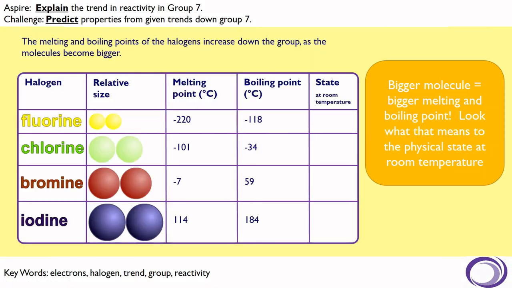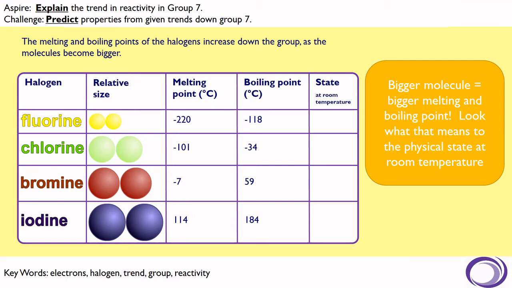Now, the melting and boiling points of the halogens increase as we go down the group, as you saw on the graph. And that's because the size of the molecule is actually increasing. Now, these elements are diatomic, which means two atoms bond together to make their molecule. And that means that as you go down the group, the size of that molecule is increasing drastically because you are getting more electron shells and bigger nuclei.